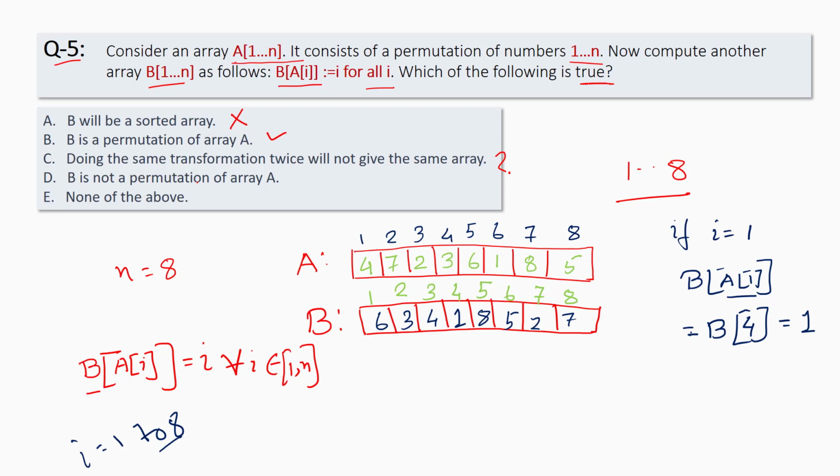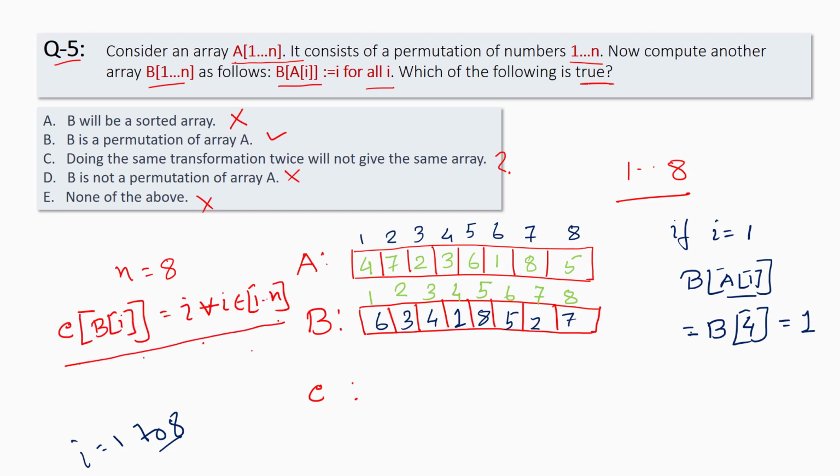Next, B is not a permutation of array A. This is false. And none of the above is true. This is also false, because we know option B is true, and now we have to check whether option C is true or not. For doing this, let us consider another array C. And how could we generate the values of C? Using the same formula. So we are going to use the same formula twice. We generate B from A using the formula, and again we generate C from B using the given formula.